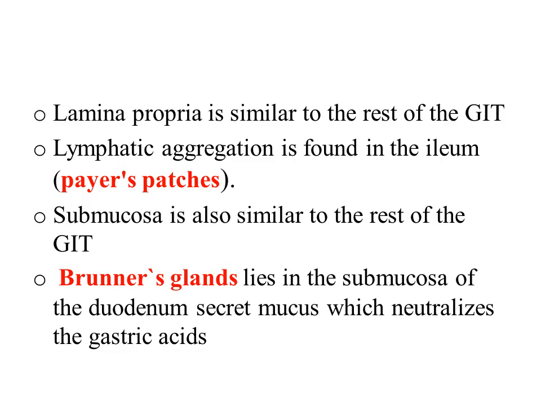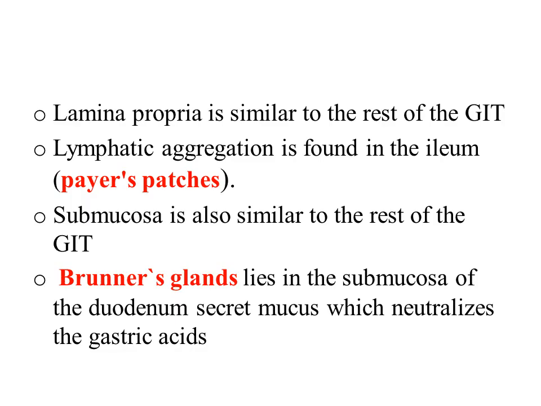So in the lamina propria we have Peyer's patches, which are found numerously in the ileum, and we also have crypts of Lieberkühn, and also Paneth cells found in the lamina propria. These are all the mucosal components. If I ask, the mucosal components can be Peyer's patches, Paneth cells, and crypts of Lieberkühn.